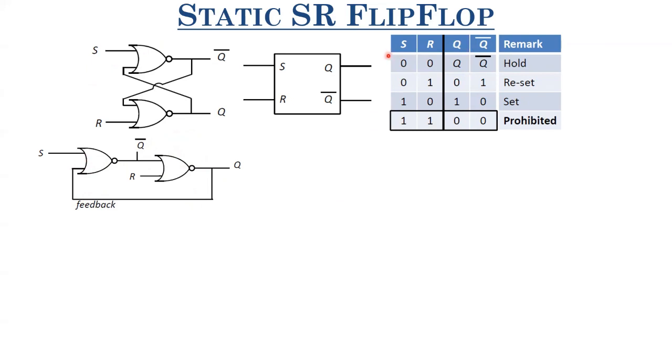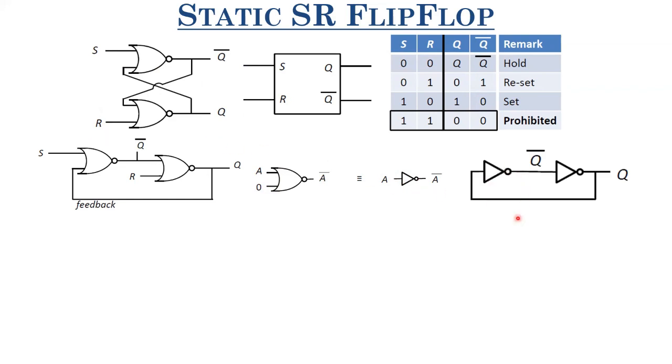So let's take the case of S equals 0, R equals 0. When S equals 0 and R equals 0, if any of the inputs of this NOR gate is 0, what is the output? The output is A bar. If one input is 0, it acts like an inverter, right? So if both inputs, S and R, are 0, this circuit translates to this, which is nothing but the previous bistable element. So whatever values of Q and Q bar were there, they will stay there because it's just acting like a bistable element. Whatever stable state it was in, it will remain in that state, and it's called the hold mode.